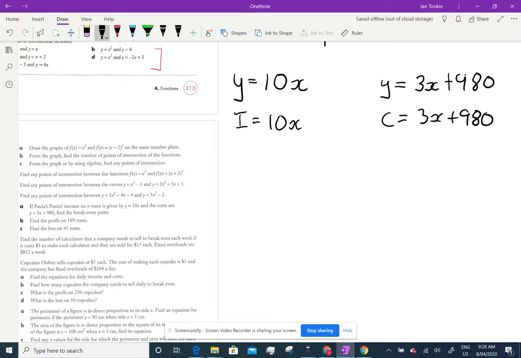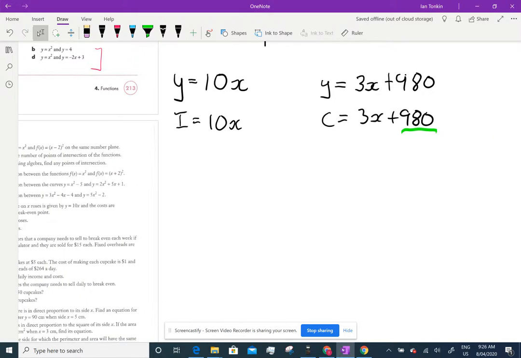However, the costs is 3x plus 980. Now, what does that represent? Well, the 980 are startup costs. It could be the cost of renting, and I don't know whether this is a daily or weekly cost. It could be the cost of the rent, the cost of utilities, the cost of wages, the cost of time. But the actual cost of sourcing the roses is $3 because it's 3x. So you need to understand what these things mean.